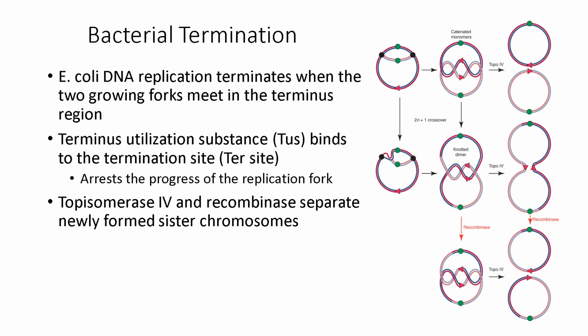In E. coli, DNA replication terminates when the two replication forks meet at a specific region on the chromosome called the terminus. This process is regulated by the Tus protein, which binds to Ter sites and halts the advancing replication forks. Once termination occurs, topoisomerase 4 and recombinase enzymes are responsible for resolving and separating the newly replicated sister chromosomes, ensuring each daughter cell receives a complete genome.